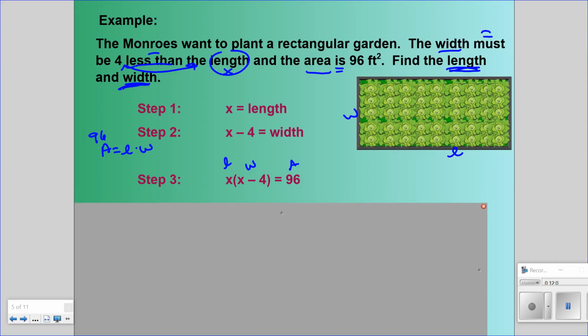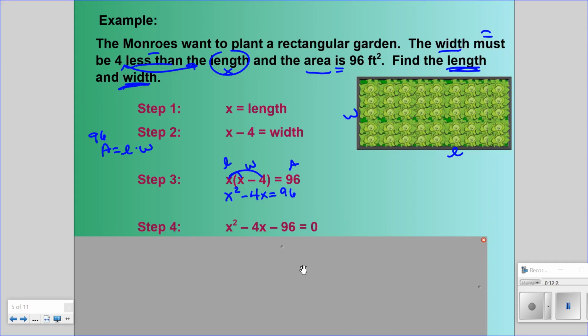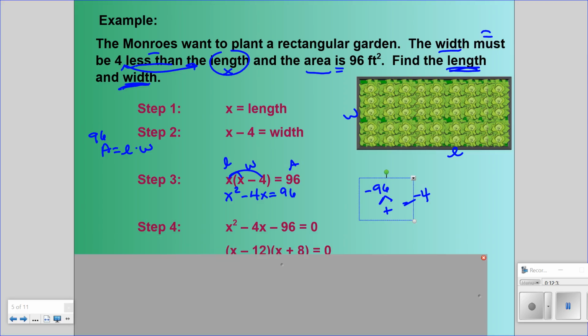From here, we solve for x, so we'll distribute to get x squared minus 4x equals 96. And because of that higher exponent, to solve this, we're going to set equal to 0 and factor from there. So you need factors of negative 96 that add up to -4. Ooh, there we go. So -12 and +8 will make that combination. And that gives you your two factors for this trinomial without a coefficient.